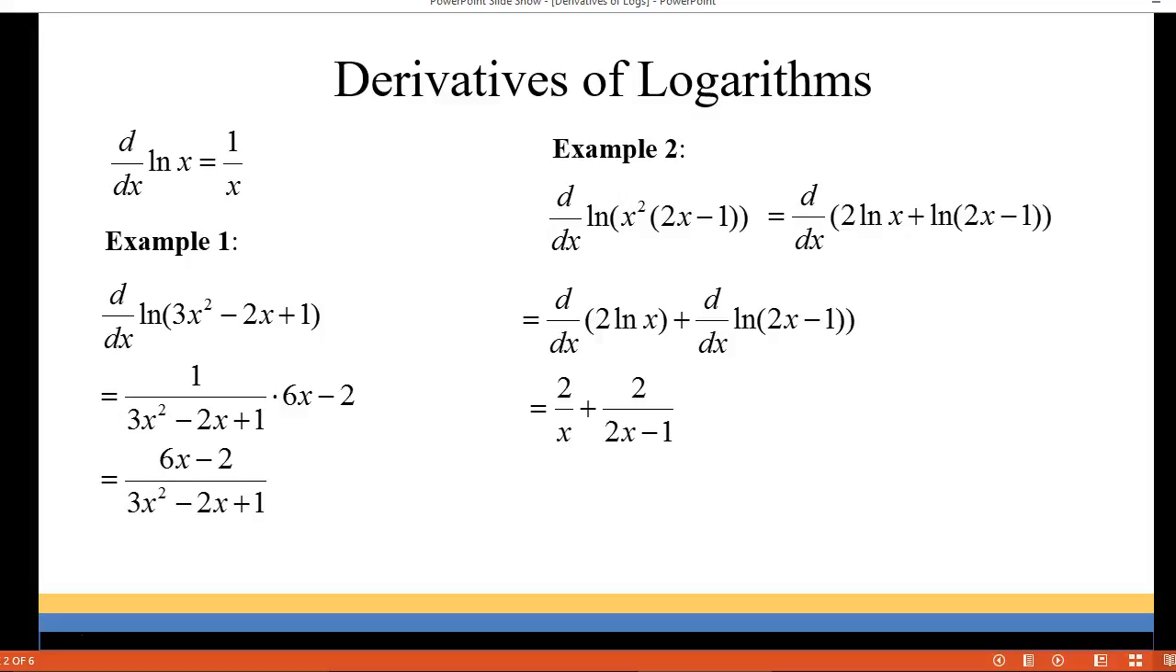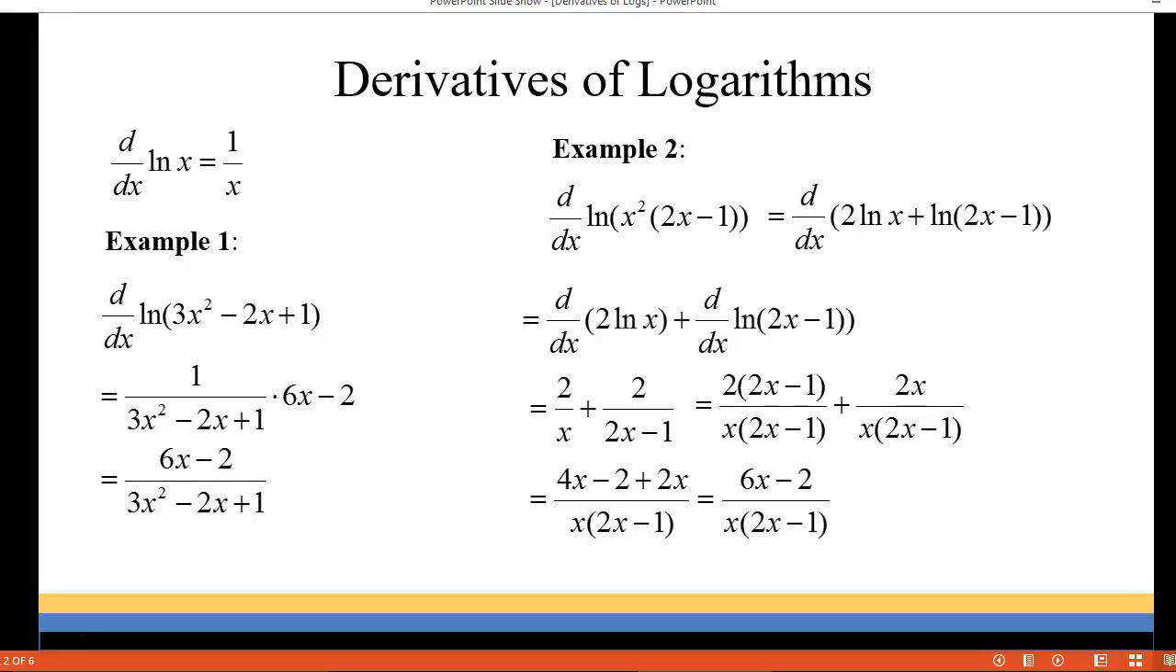Now we're going to put this back together by finding a common denominator. So we're multiplying the first term by 2x minus 1 and the second one by x. Then we distributed the 2, so we get 4x minus 2, and added it to the 2x in the second fraction. Then combining like terms, we have 6x minus 2 for our numerator and x times 2x minus 1 for our denominator.